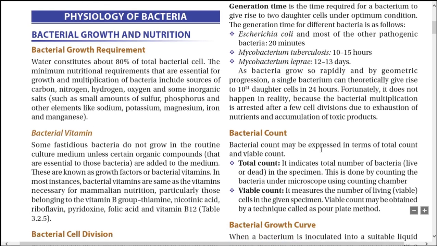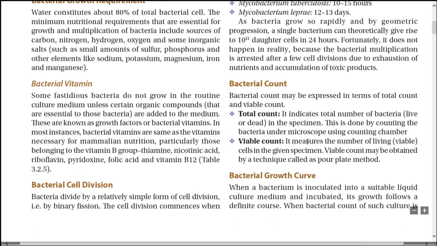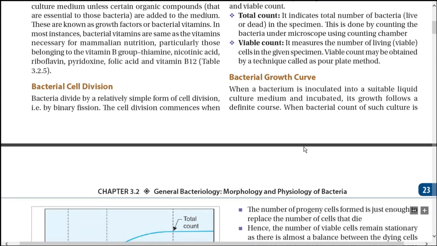Then if you take bacterial count, we have two types of count: total count and viable count. Total count indicates the total number of bacteria, alive or dead, in the specimen, by counting the bacteria and viruses using a counting chamber. Viable count means the number of living cells. So let's see a bacterial growth curve.